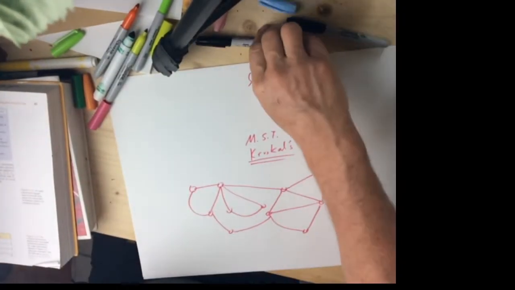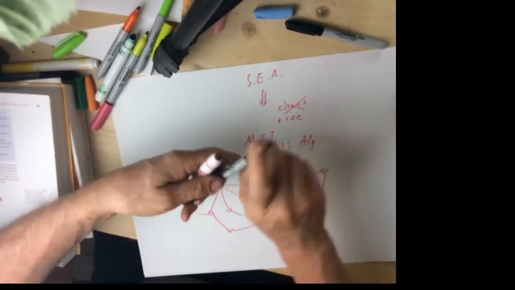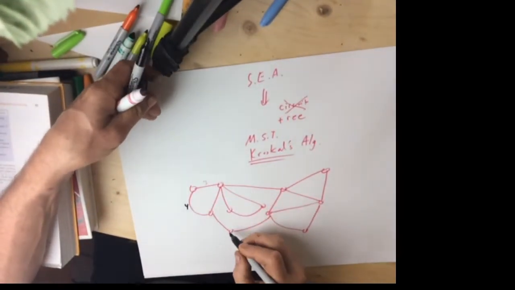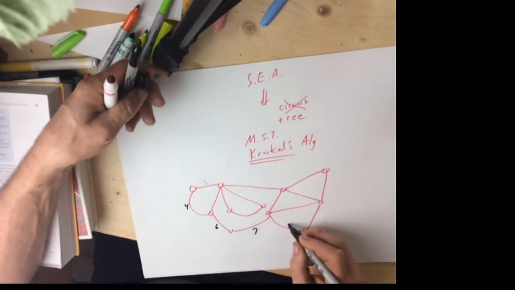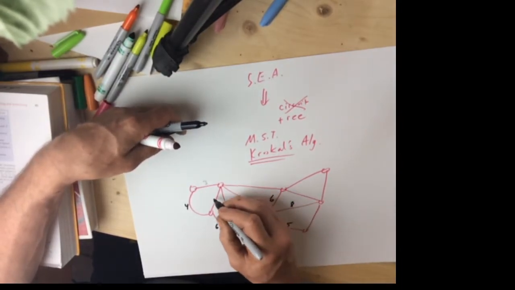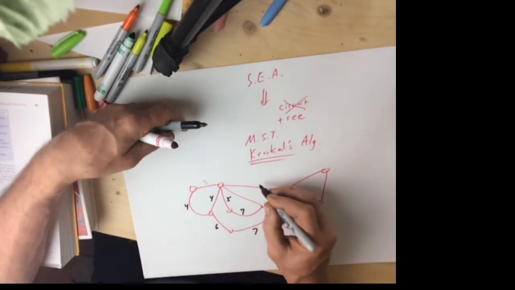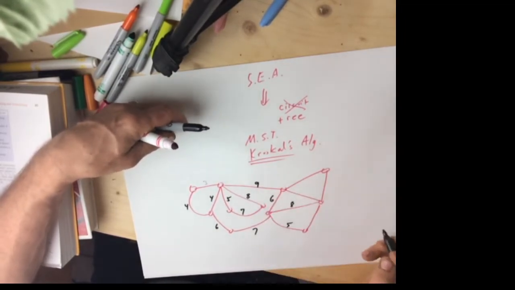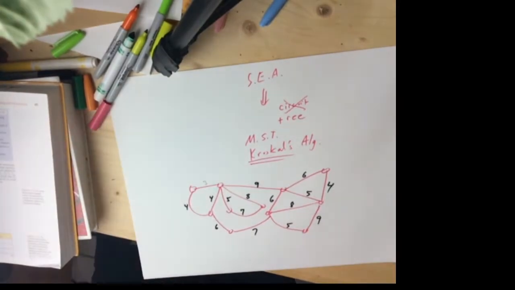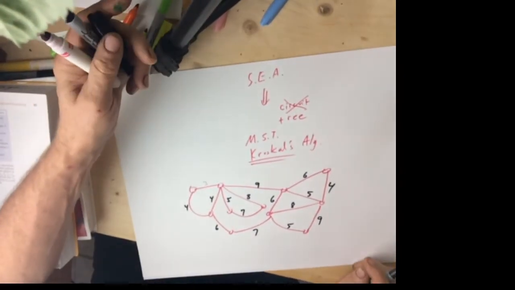And now I'm going to put in lots of weights. 3, oh that's terrible. 4, 6, 7, 5, 8, 6, 7, 4, 5, 9, 8, 6, 4, 9. I think I have all the edges weighted.